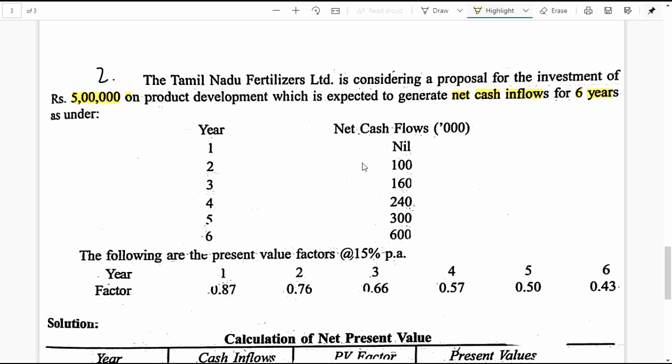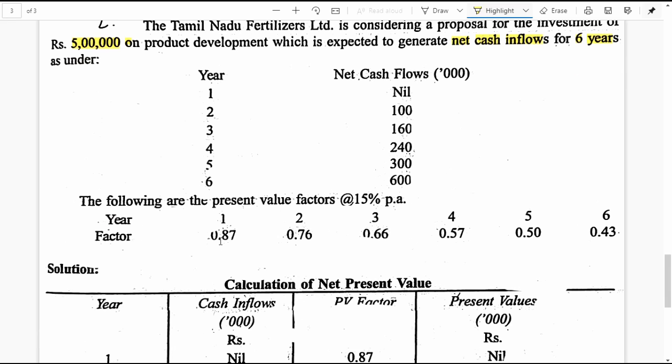Now for first year, the cash inflow is 0. For second year, it is 100,000, so it comes to 1 lakh. For third year, it comes to 1,60,000. For fourth year, it is 2,40,000. For fifth year, it is 3 lakh. For sixth year, it is 6 lakh rupees of cash inflows from the investment proposal.